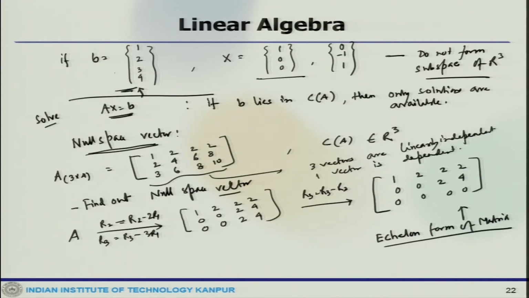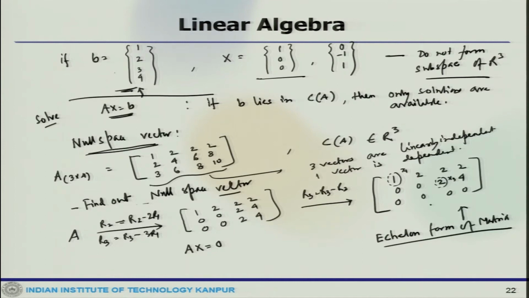Here, if you look at that, there are 2 pivots. This corresponds to x1 and this corresponds to x3. Now, what are we trying to find out? We are trying to find the null space vector. So, the solution that we are shooting for is Ax equals 0.